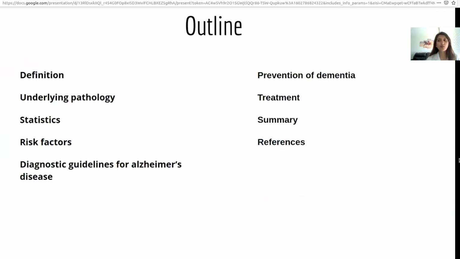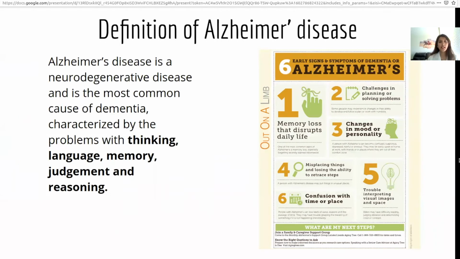This is the basic outline we'll be following for the presentation. And now let's begin with the definition of Alzheimer's disease. Alzheimer's disease is one of the most common causes of dementia. It's a neurodegenerative disease, and it is characterized by thinking, memory, judgment, and reasoning problems. It is a progressive disease.